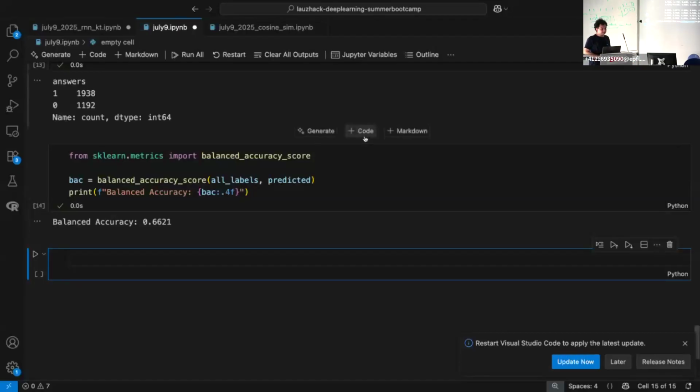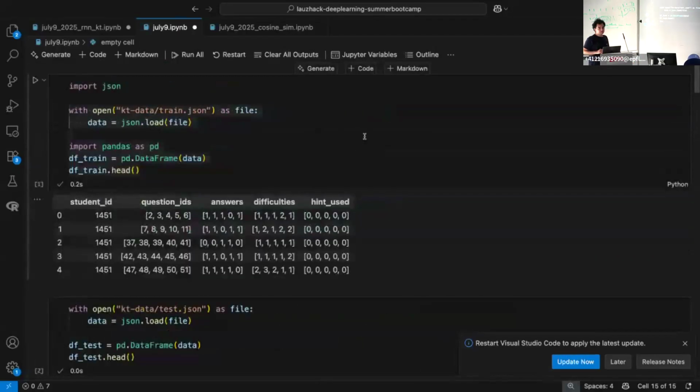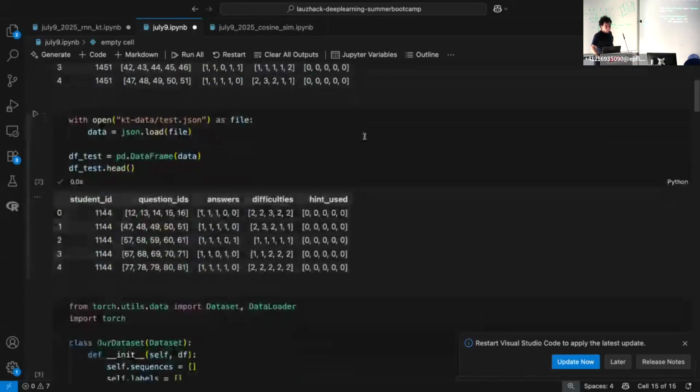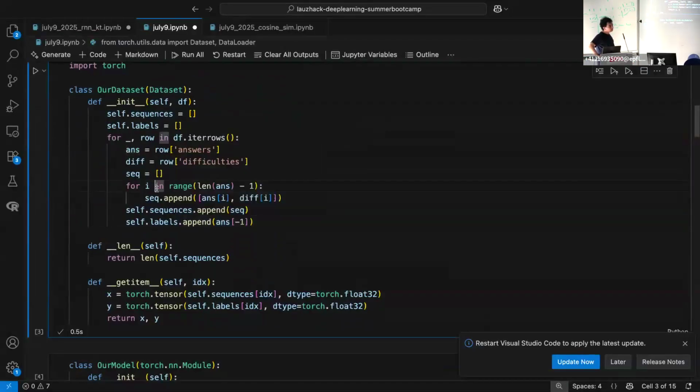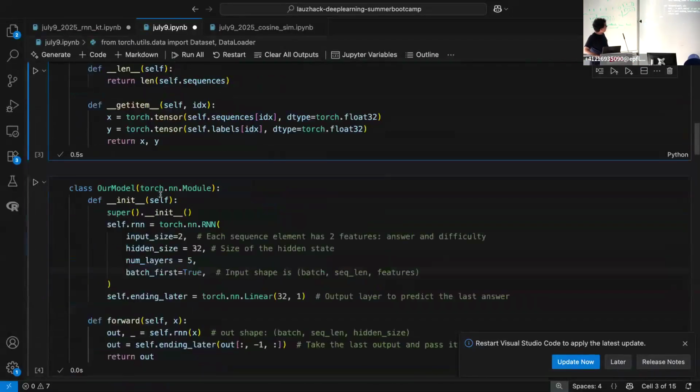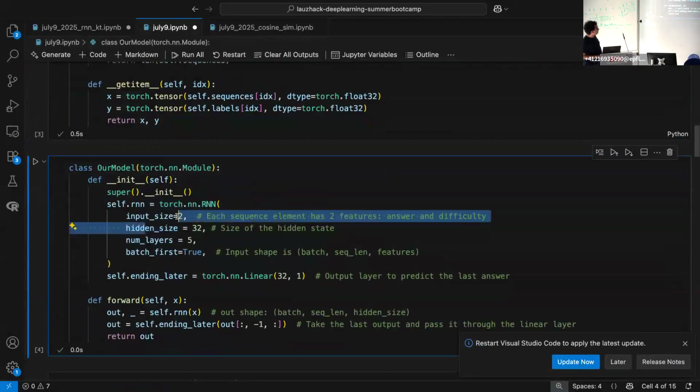Okay, so that's it. Let's quickly recap the code and then call it today. And then I'll do the other part that I wanted to do today tomorrow. So we imported the data. We created the data set. We ensured that our last answer does not get into the sequence. We defined our RNN input size 2, which means that we had the answer and difficulty as the inputs.